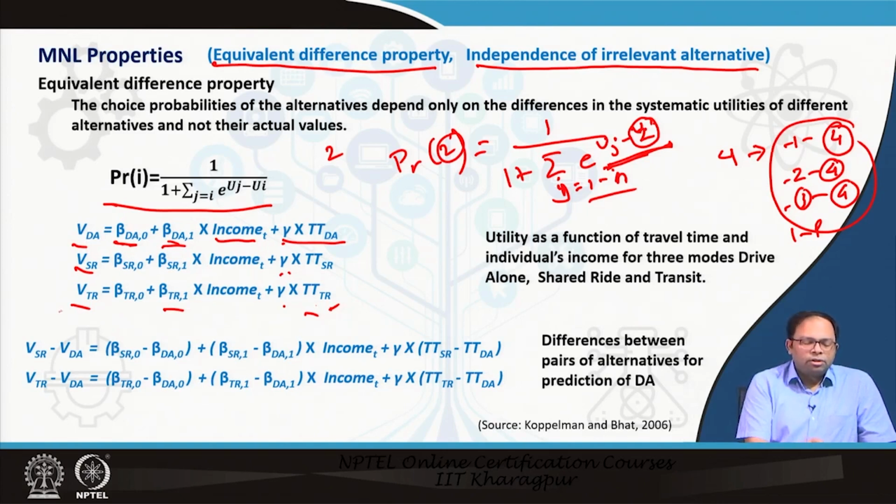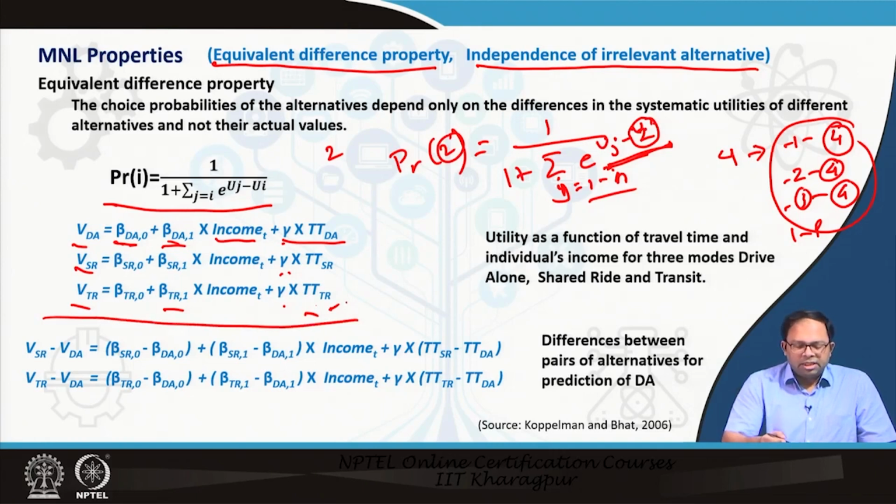Now, that means if I want to determine the utility equation, I need to understand 1, 2, 3, 4, 5, 6, 7 parameters. We have to estimate these 7 parameters, but this is cumbersome. So, we can reduce it further. If I take the difference between pairs of alternatives for prediction of DA, like the way I discussed over here, so V_SR minus V_DA, we get beta SR 0 minus beta DA 0, and similarly for income, whereas for gamma we get the difference in the travel time between these two particular modes.